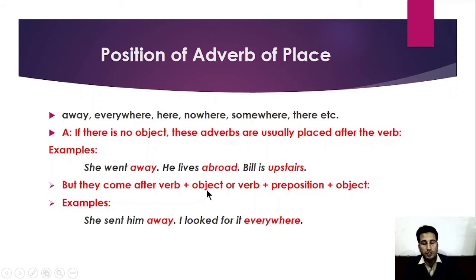But if there is an object after the verb, or a preposition plus object after the verb, we put these adverbs of place at the end of the sentence. She sent him away. Sent is the verb, him is the object, away is the adverb. I looked for it everywhere. For is the preposition, it is the object, everywhere is the adverb.